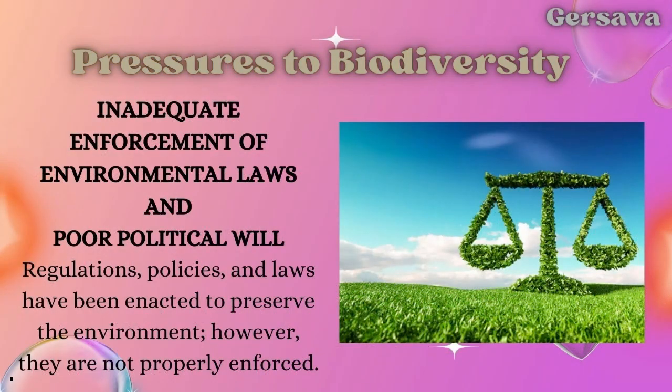Inadequate enforcement of environmental laws and poor political will. Regulations, policies, and laws have been enacted to preserve the environment. However, they are not properly enforced. Despite having rules in place to protect the environment, they often go unenforced. This is largely due to a lack of political commitment and will. So, while there are laws to safeguard nature, without proper enforcement, they are just words on paper, unable to effectively shield our planet from harm.